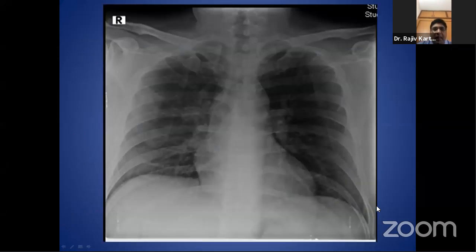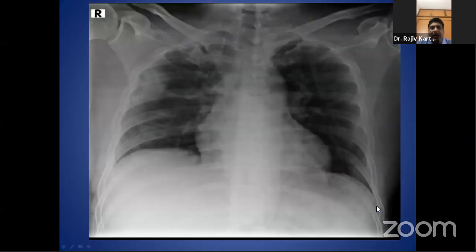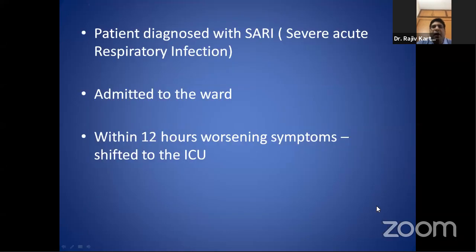Next. So this is his initial chest X-ray that was done. Next. And this is the X-ray that was done 24 hours after he became breathless. Next. So I'll ask Dr. Vasant to discuss this. And basically, this patient was diagnosed with severe acute respiratory infection, or SARI. He was admitted into the ward, but within 12 hours, he developed worsening symptoms and was shifted to the ICU.